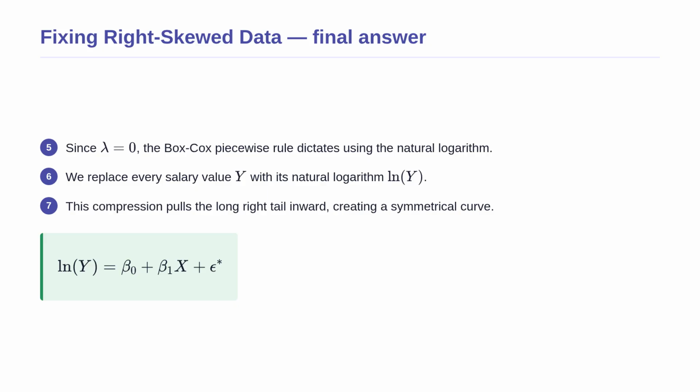This gives us our final transformed regression model. The original dependent variable is replaced by its natural logarithm, and our new error term, denoted with a star, now follows a perfect normal distribution, making our hypothesis tests valid again.